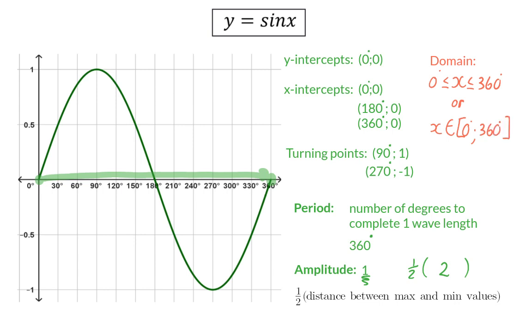For the range, we read from bottom to top on our y-axis. So here we will start at a minimum of -1 and go all the way up to a maximum of 1. So the y values lie between -1 and 1.